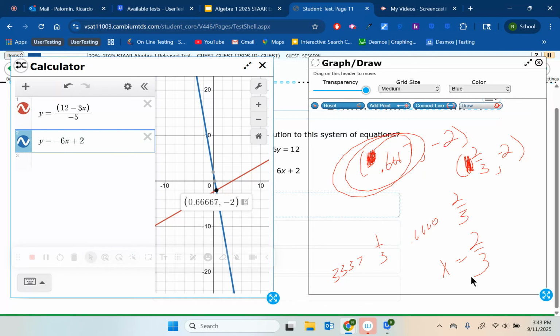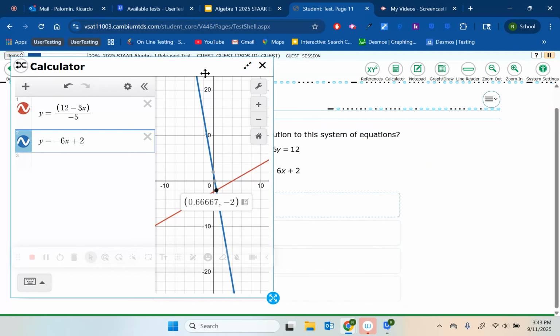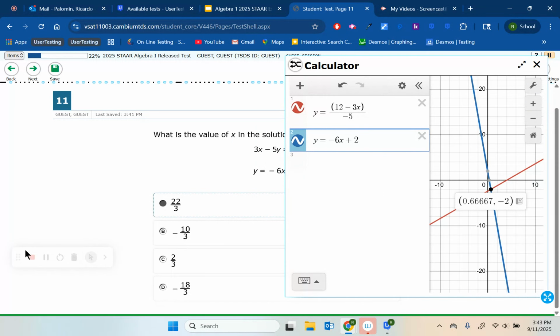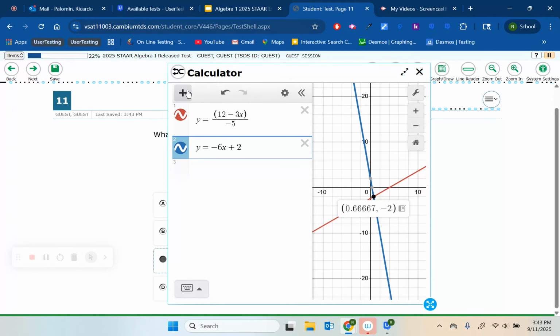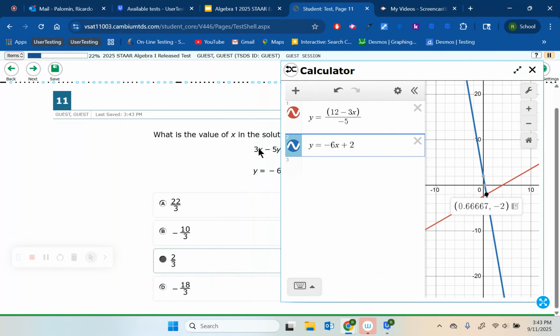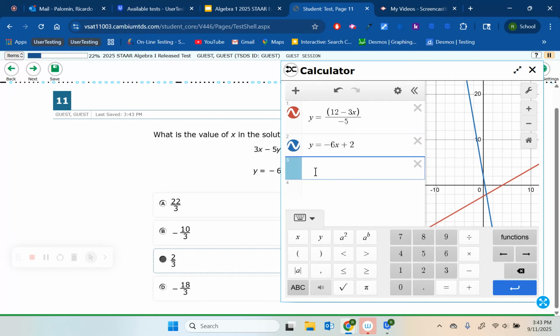So let's see what happens over here. Does that answer come up? It is, but everything else gets in the way. 2/3, and you're good. Now, I want to make sure we got the right answer. So I'm saying x is 2/3. There's a 3x right there.